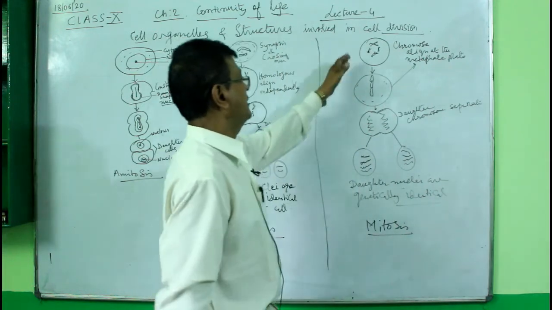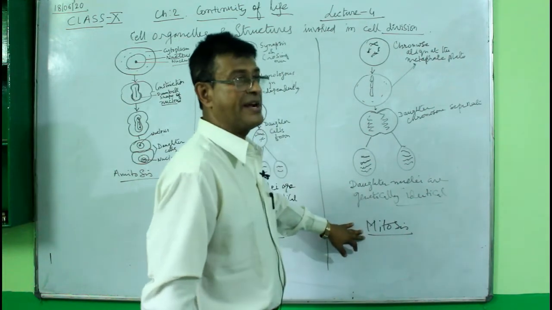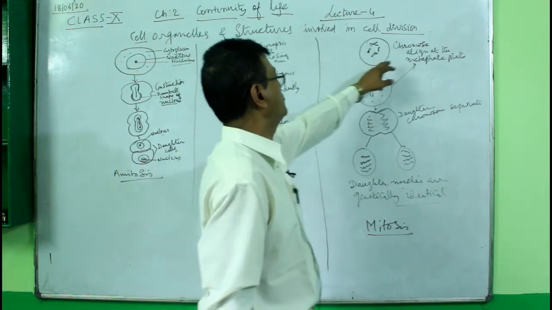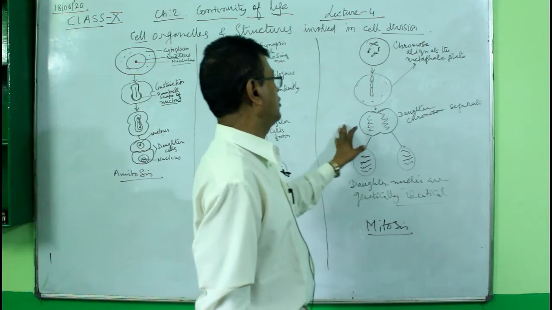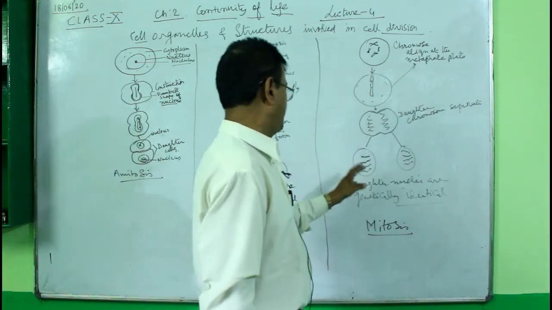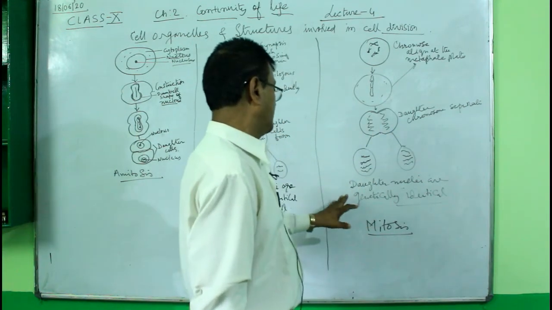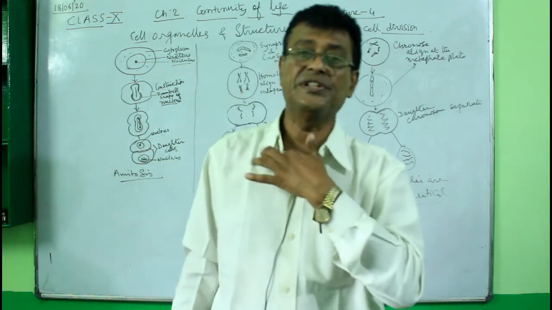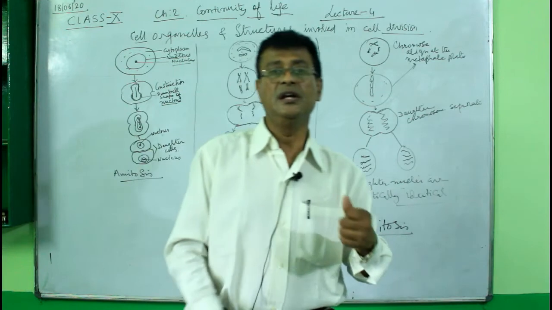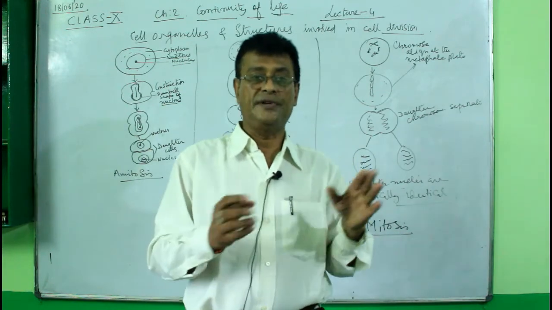Alright, now here is the mitosis or somatic body cell division. Here you see the chromosomes aligned at the metaphase, and then the daughter chromosomes separate to form the two daughter nuclei. The daughter nuclei are genetically identical to the parents. So this is how cell division goes on, and I hope you have understood.